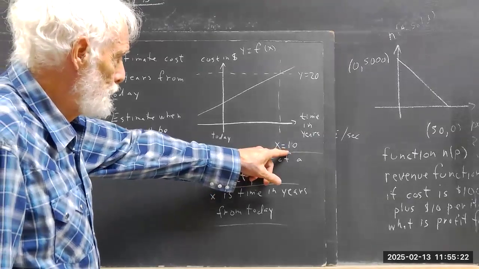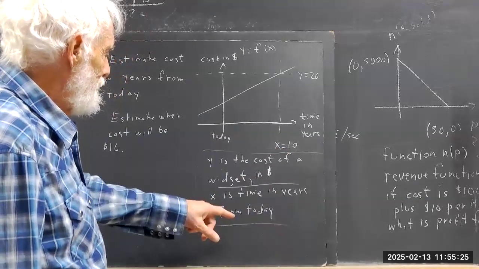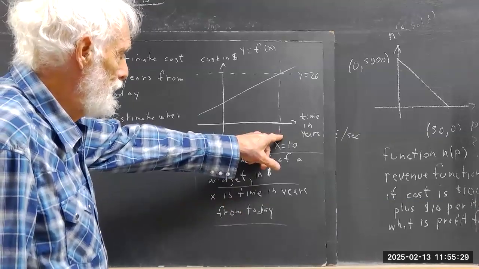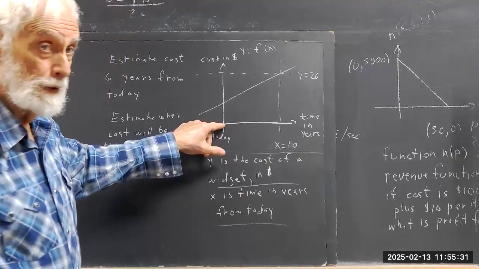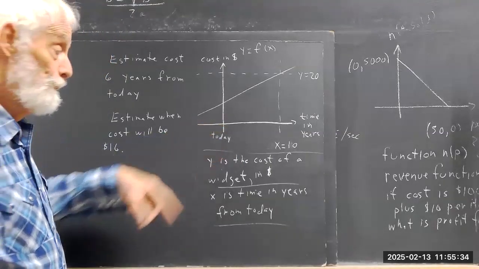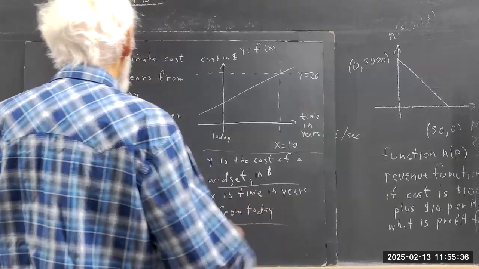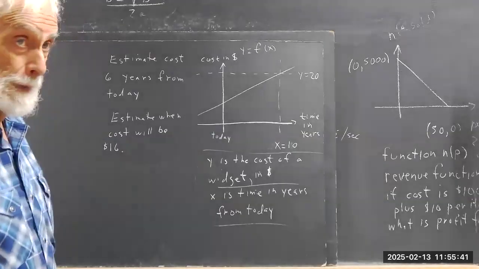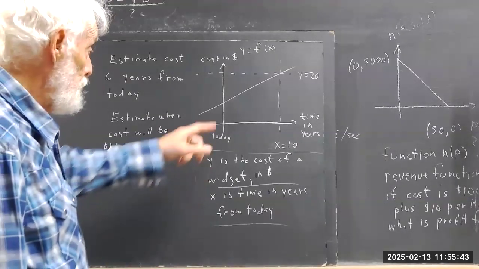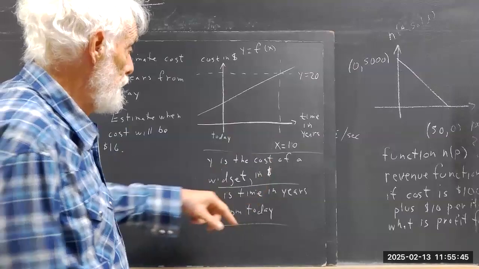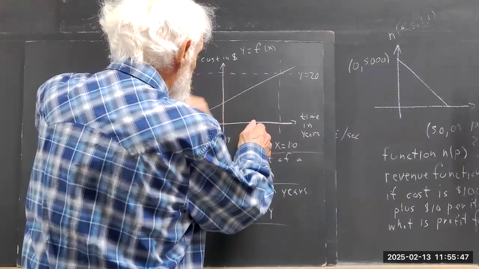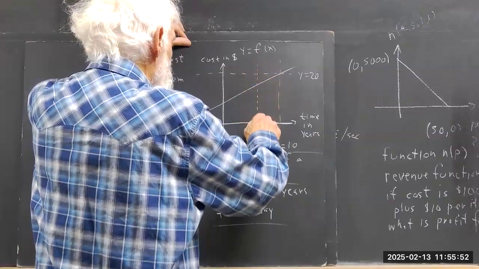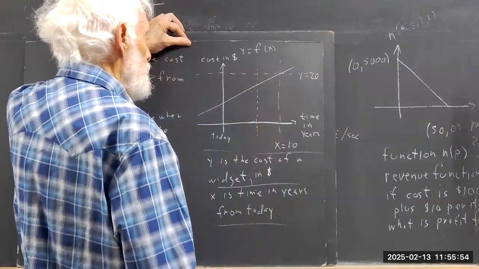Because if this is x equals 10, x is the time 10 years from today. If x equals 10 here, today is 10 years before that, which is right here. Now, what's the cost 6 years from now? Where is 6 years from today? Well, this is today. This is 10 years from today. Halfway between today and 10 years from today would be like here. And then 6 years from today would be like here.